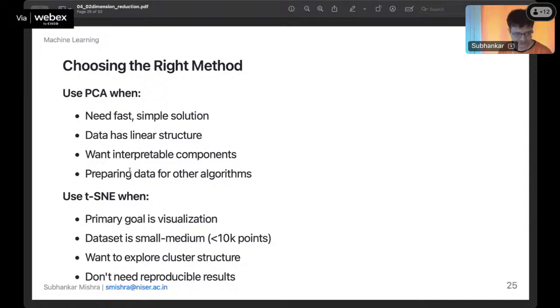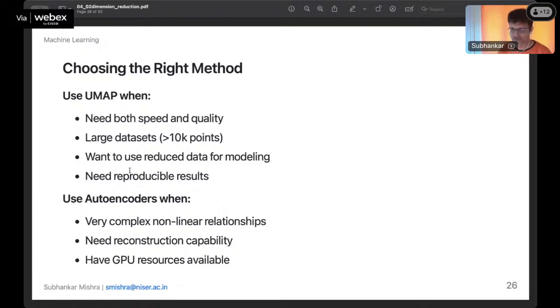So now, when to use t-SNE? The primary goal is visualization. If you just want to see, the data set has to be a little bit small because it runs in order n squared, so it becomes expensive. We just want to look at the cluster structure. And reproducible results are a concern, because I told you it's not deterministic, so it does not always give you the exact answer. You probably have to try it multiple times.